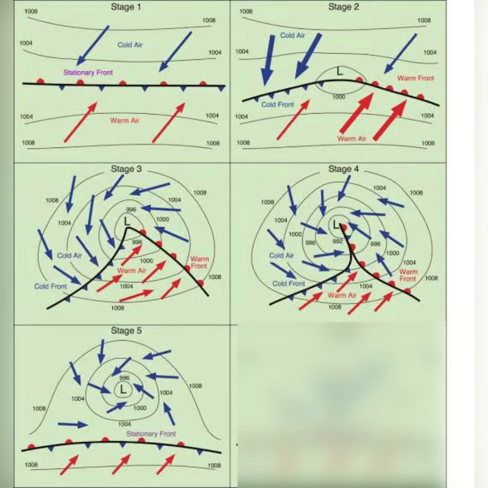Okay, we move to the fifth stage, which is the dissipating stage or the degeneration stage. Now here there's only cold air at ground level. Rain and clouds clear up because there is no longer a strong pressure gradient. The mid-latitude cyclone is no longer strong at this point, right? It has to clear up.